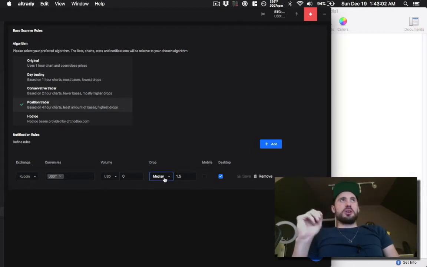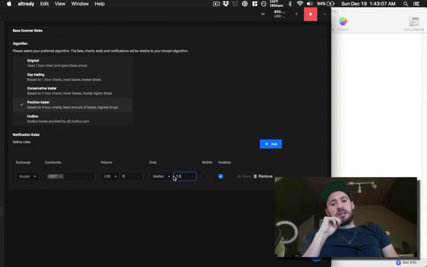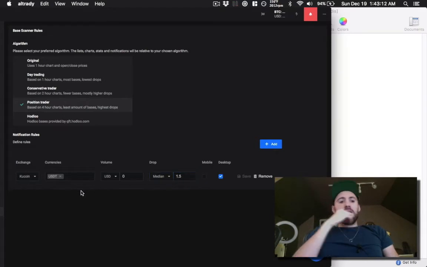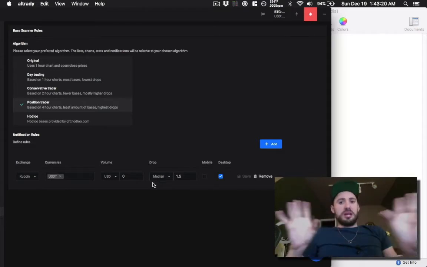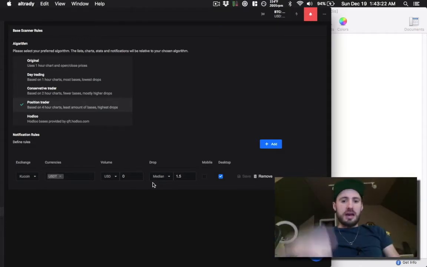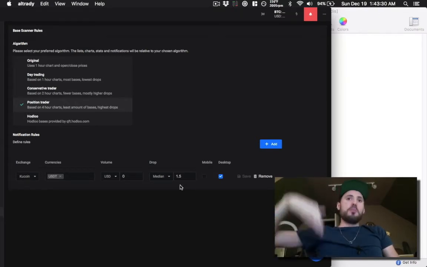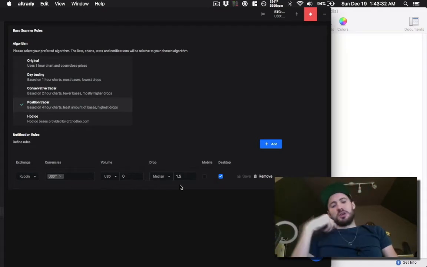And so Altrady has, I'll show you in a second, but basically I have this set to 1.5. And so all that you need to know is that when a pair is doing a base crack and it reaches outside of its normal base crack, panic dive, then 1.5 means it's like 150% more stretched down. It's hard to explain without showing you, but anyways, this is my favorite alert, especially if it's day trading.